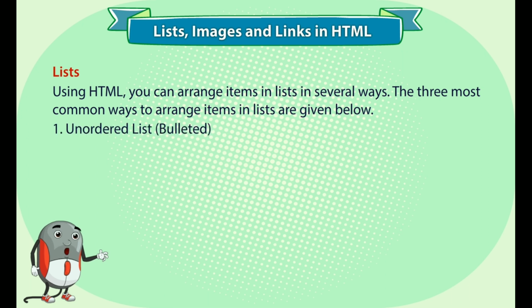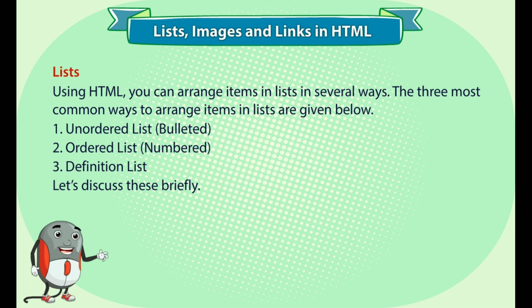1. Unordered list, bulleted. 2. Ordered list, numbered. 3. Definition list. Let's discuss these briefly.